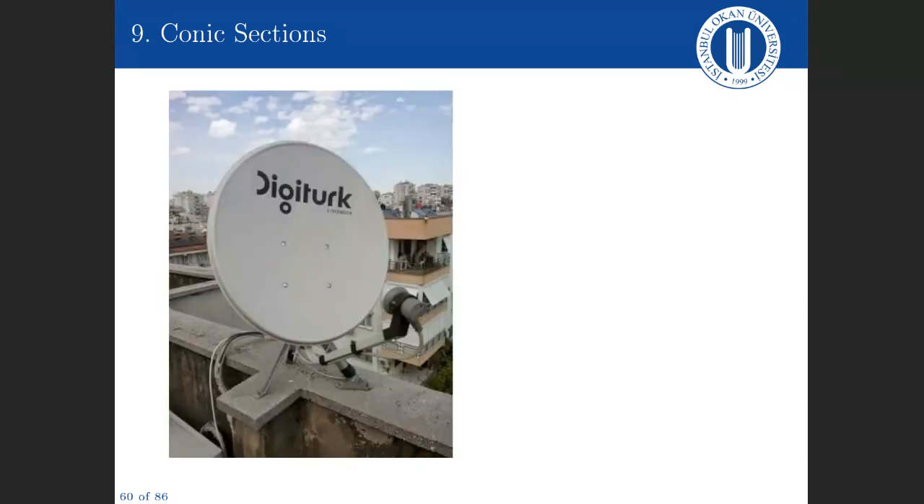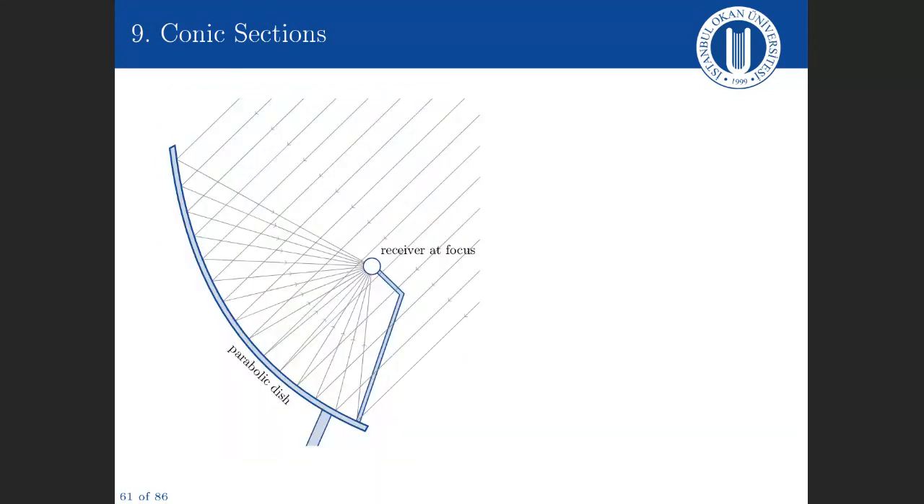Another place this is useful is on satellite dishes. We have some satellite up in orbit, which is beaming our television signals down. These come into the parabolic dish as parallel rays, and then they're all bounced off towards the focus. So we build the satellite dish with its receiver at the focus of the dish.